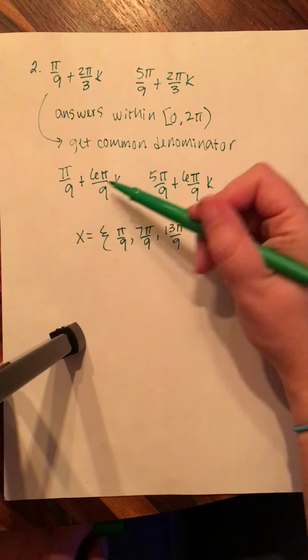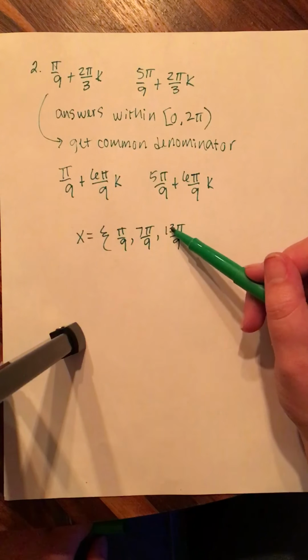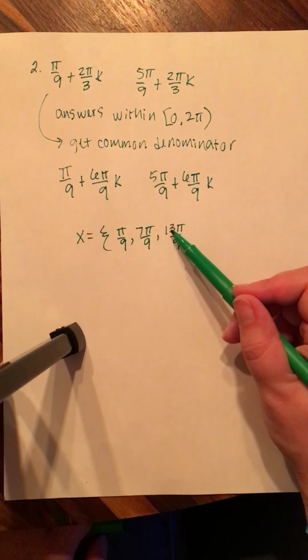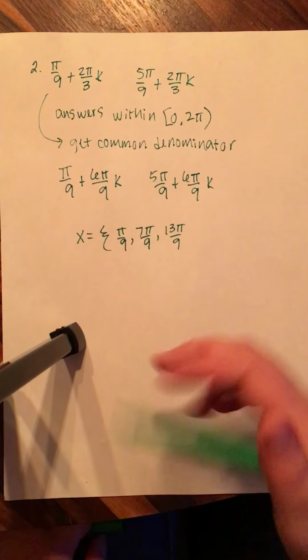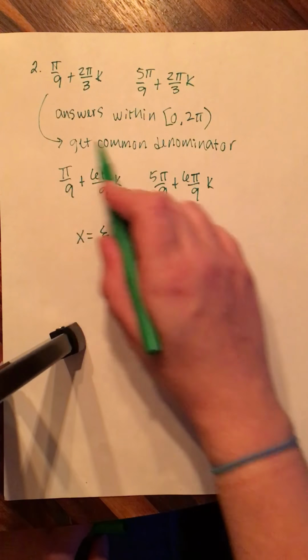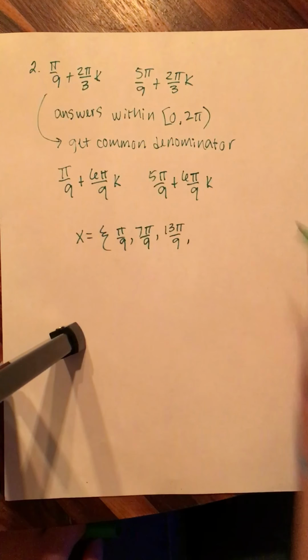And we could do it again, but if you add it again, 13 plus 6, you're going to have 19. But 19 divided by 9, that's bigger than 2. And we don't want to go past 2 pi. So that's all of the answers we're going to get from this one. Then we do the same thing over here.